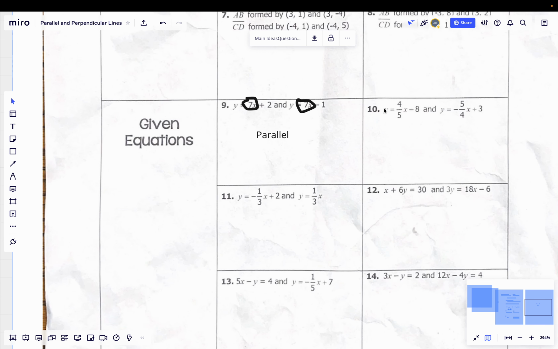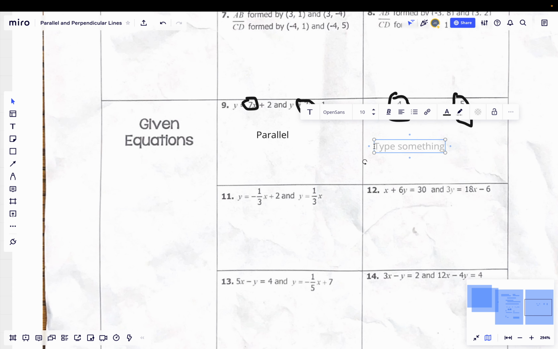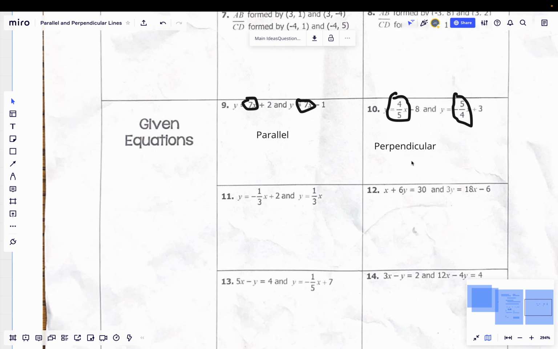Now we've got y equals 4x minus 8 and y equals negative 4x plus 3. Again, we're just going to focus on the slope, which is given to you. So it's even easier. What do we see? They're both inverse reciprocals. So it's perpendicular. How do I know that they're inverse reciprocals? Well, 4/5, we flip it, it's 5/4. And then we add a negative sign.